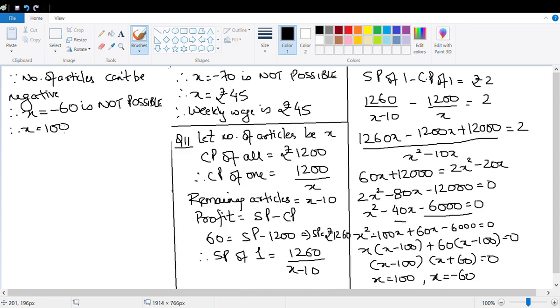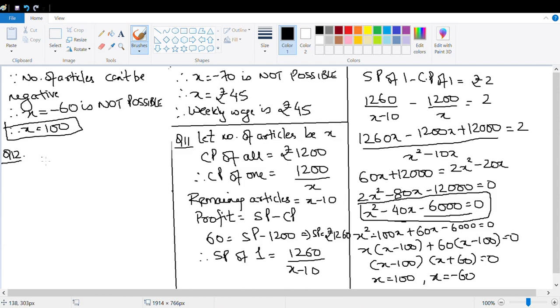Let's read the question one last time. What do they want me to find? They wanted us to make an equation. We made the equation. This was the equation, X square minus 40X minus 6,000, and we found the value of X as well. Perfect. That brings me to the last question of this exercise, question number 12.